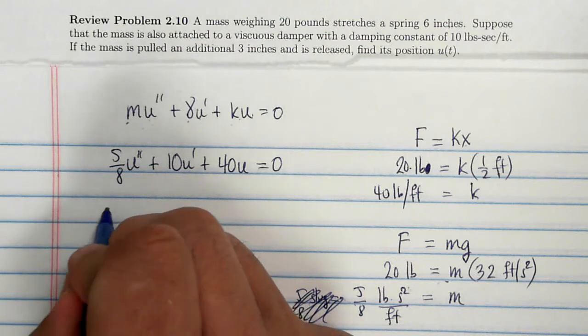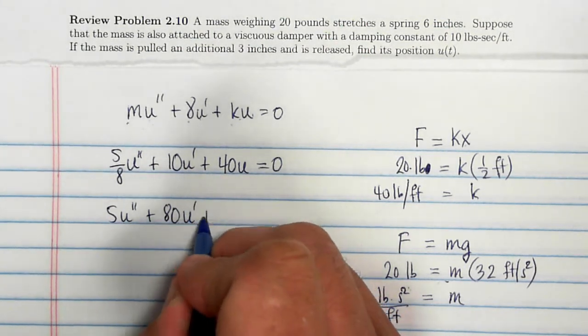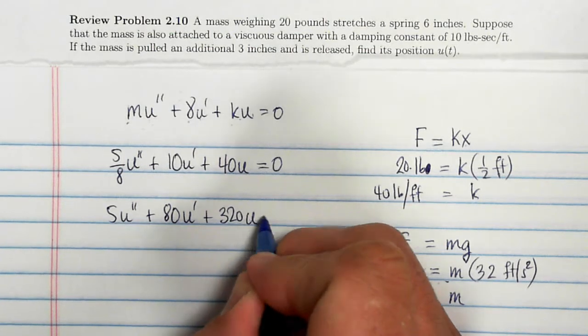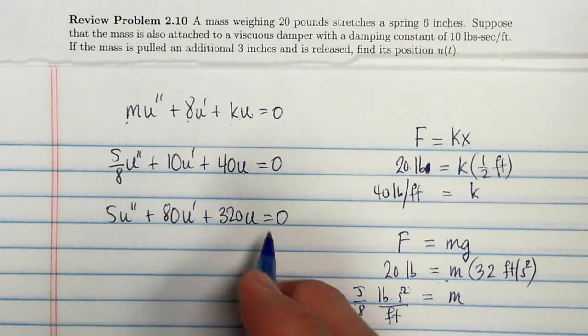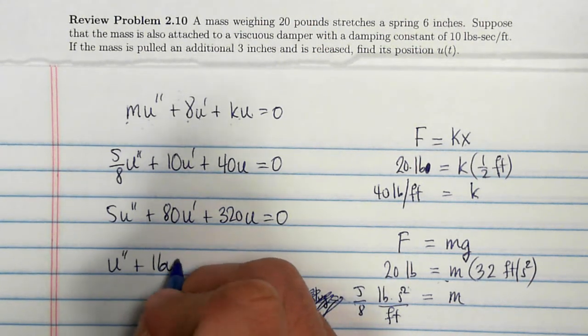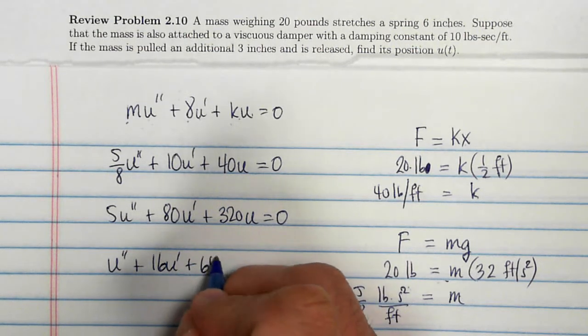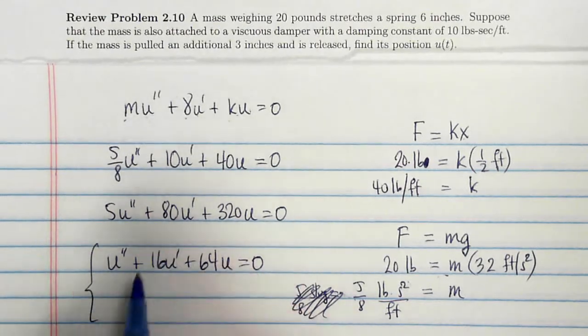Let's clear out the denominator. We get 5u double prime plus 80u prime plus 320u equals 0. And I can do a little bit better. If I divide by 5, I get u double prime plus 16u prime plus 64u equals 0. So that is my governing differential equation.